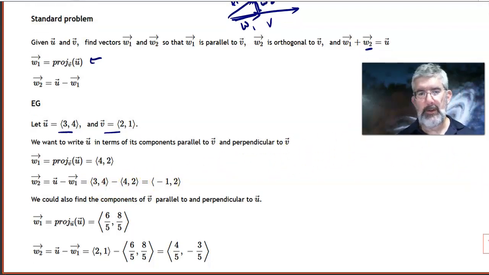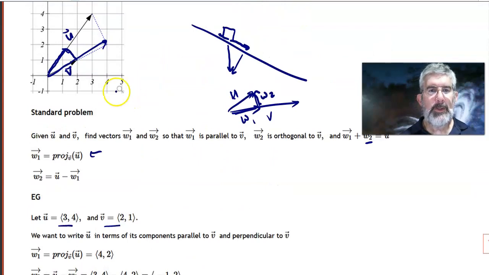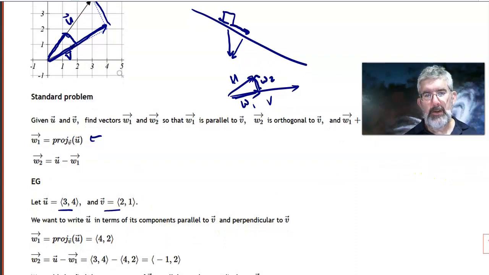And I want to go back up and look at this picture, right? So this was the projection, moves over 4 and up 2, and then the w2 is this one right here, which is backing up 1 and going up 2. So there is indeed the minus 1, 2. Negative 1 in the x direction, plus 2 in the y direction. Okay. And those are perpendicular to each other. u is the sum of the projection and that other one over there.